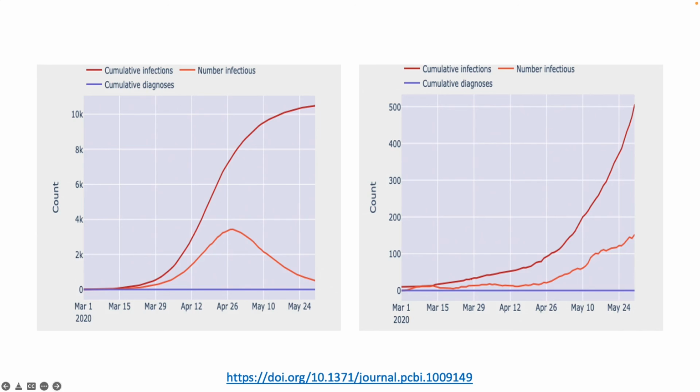This is just one example where an agent-based model is used to model complex real-life phenomena such as the COVID-19 pandemic.